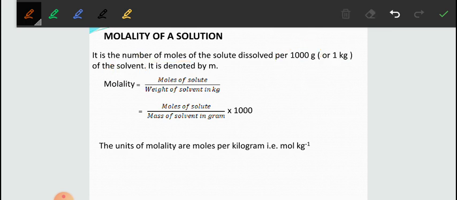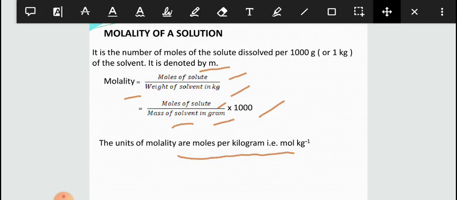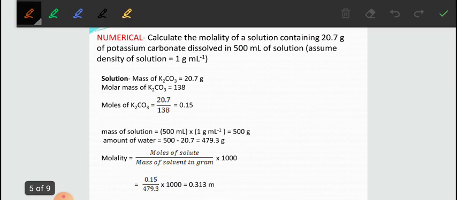It is denoted by small m, and molality equals moles of solute divided by weight of the solvent, or moles of solute divided by mass of solvent in gram. If it is in gram, we have to multiply by 1000. And the units of molality are moles per kg. Now let's try to understand more with the help of an example. I am showing you a numerical.